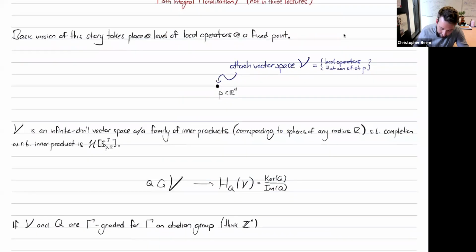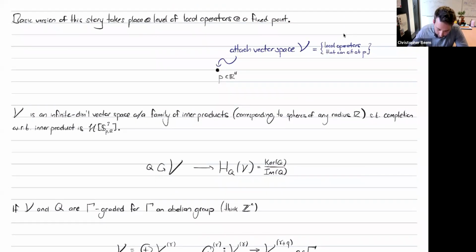So the basic version of this story is at the level of vector spaces. We know that in any quantum field theory, you can try to attach to a point some vector space of local operators that are allowed to sit at that point. So the operator valued distributions in Slava's talk. In a CFT, the vector space is a little bit more than that.